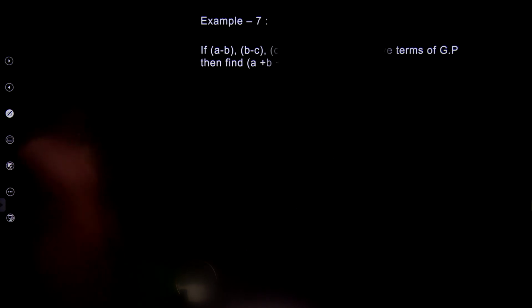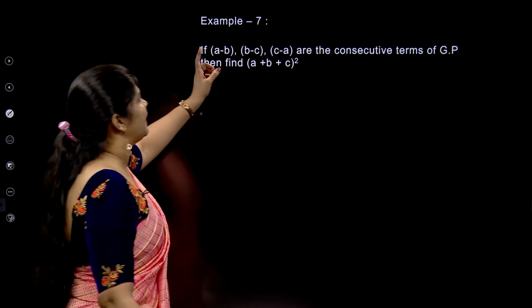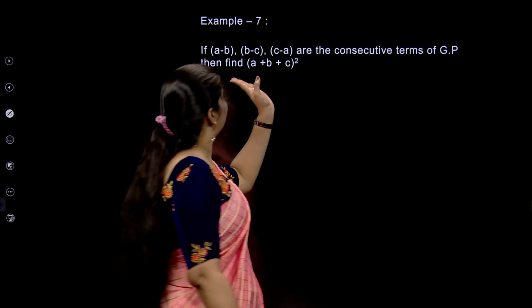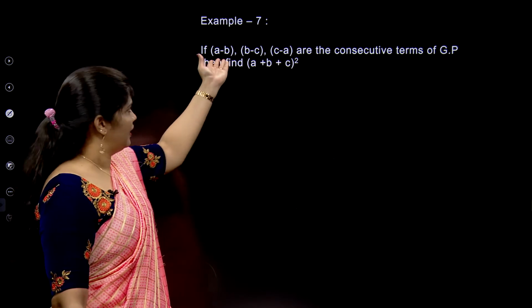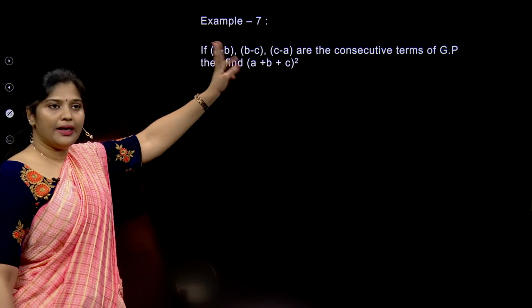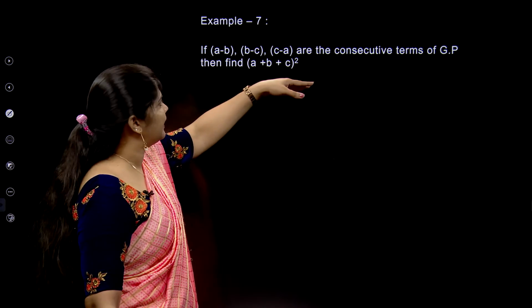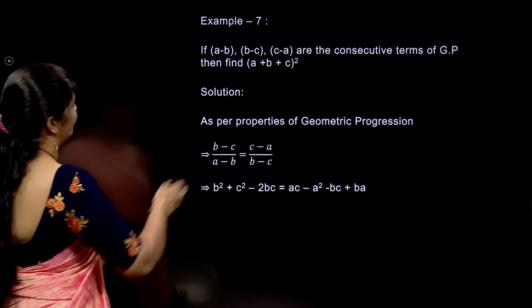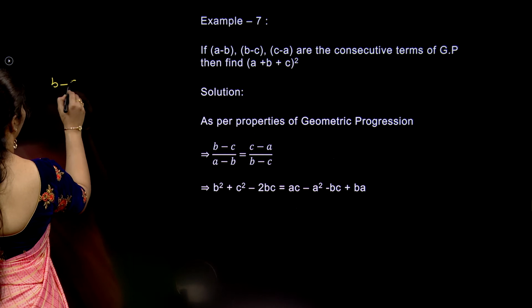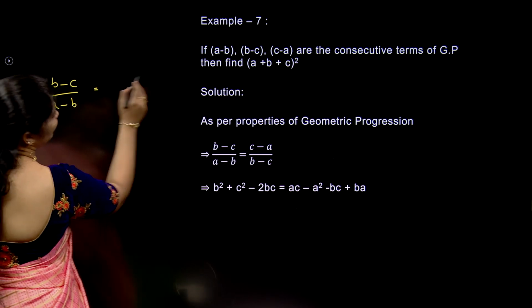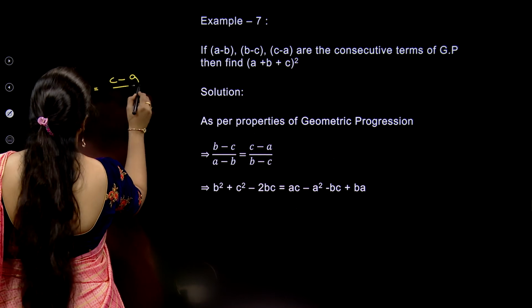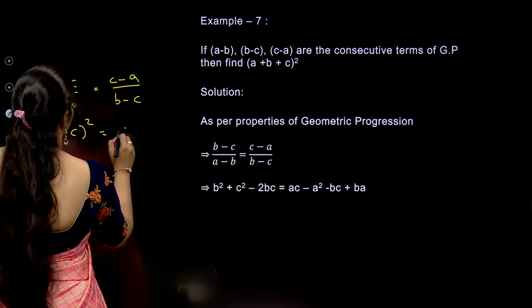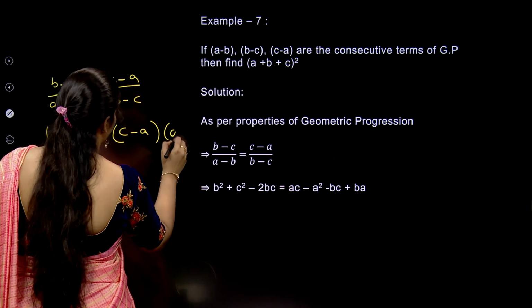Yes, next question. If A minus B, B minus C, C minus A are the consecutive terms of a GP, then find A plus B plus C whole square. In the previous problem also, T2 by T1 equals T3 by T2 and then T4 by T3. So now in the same way, B minus C by A minus B equals C minus A by B minus C. So now B minus C whole square equals C minus A into A minus B.